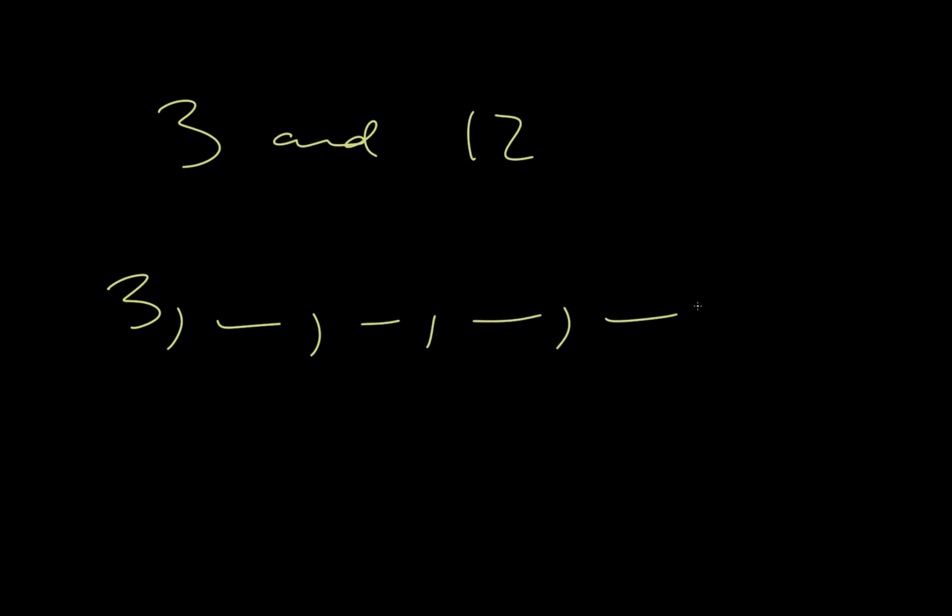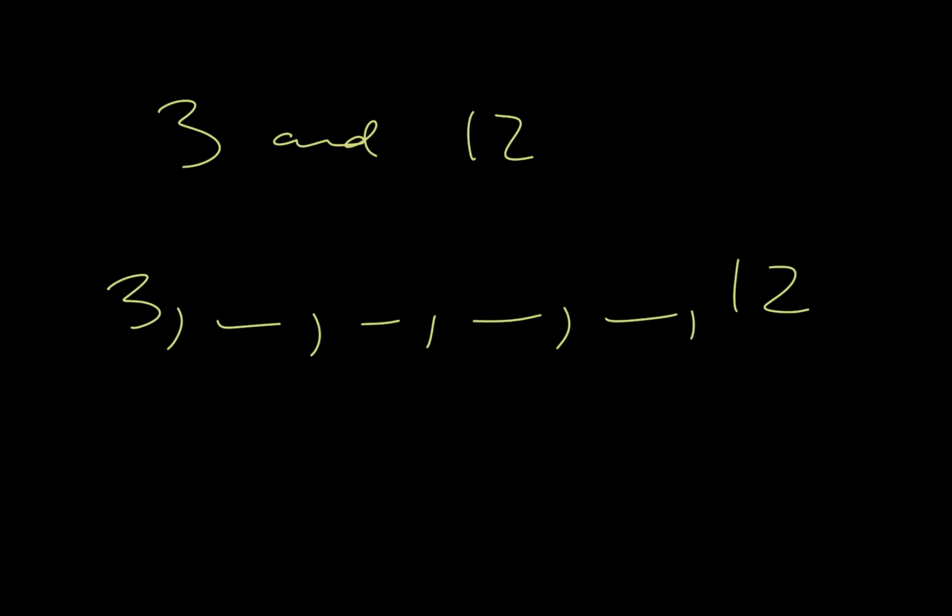So it says insert 4 numbers between 3 and 12 so that all 6 numbers are in an arithmetic sequence. So it's going to be like 3, some number, some number, some number, some number, 12. Okay?